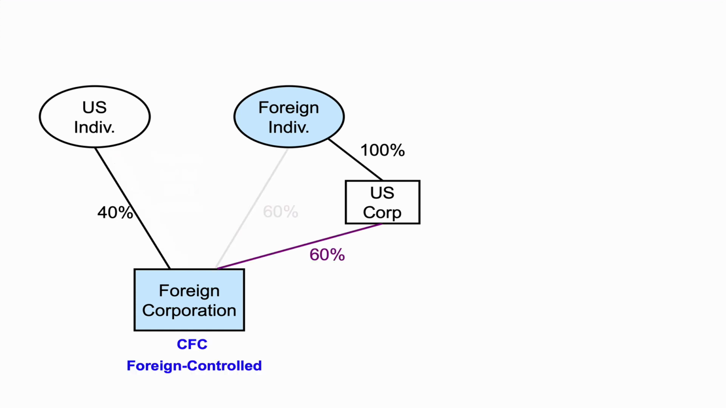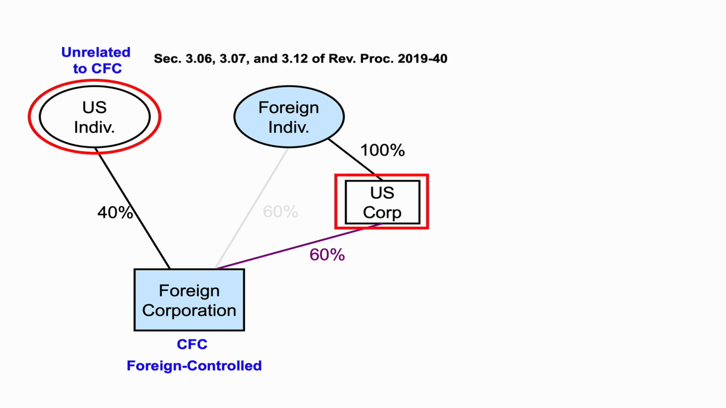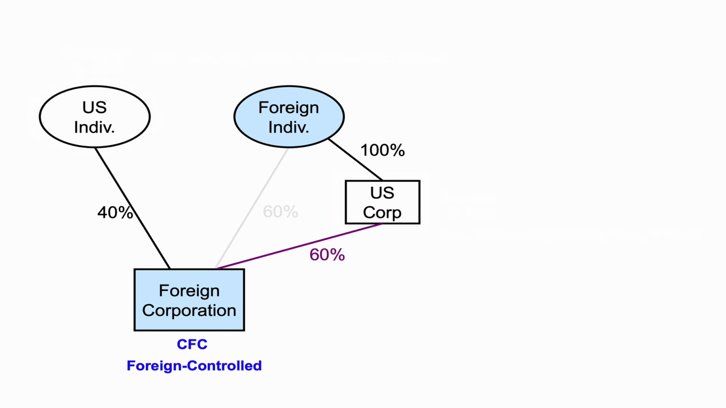Back to the constructive ownership structure for a minute. In this scenario, there are two U.S. shareholders of the CFC, the U.S. individual and the U.S. corporation. The U.S. individual would be considered unrelated to the foreign corporation because he or she does not directly, indirectly, or constructively own more than 50% of the shares of the foreign corporation. On the other hand, the U.S. corporation would be considered related to the foreign corporation because it constructively owns 60% of the shares of the foreign corporation.